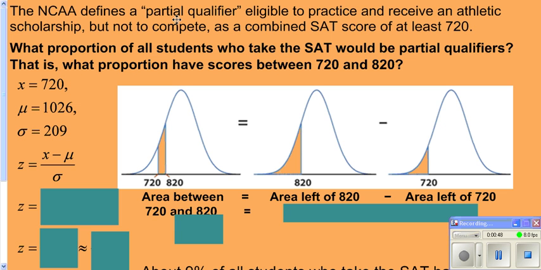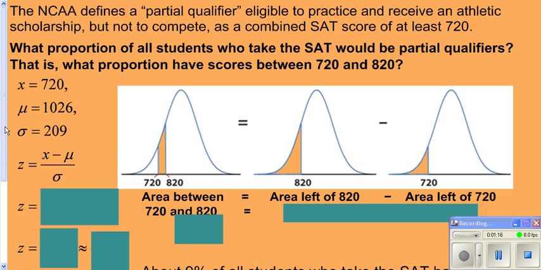So suppose we want to be concerned about partial qualifiers. Partial qualifiers end up having an SAT score of greater than a 720 but less than an 820. In other words, we're wondering what percent of students fall in this category. Those students can actually practice, but they can't participate yet until they get good grades.